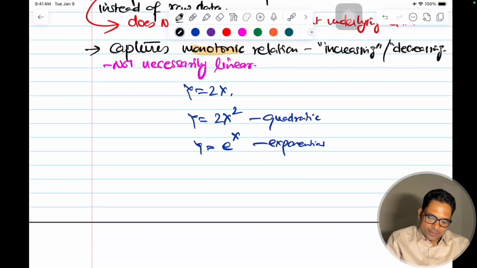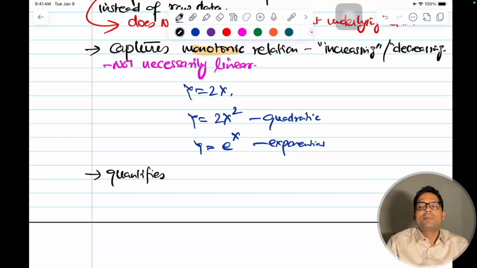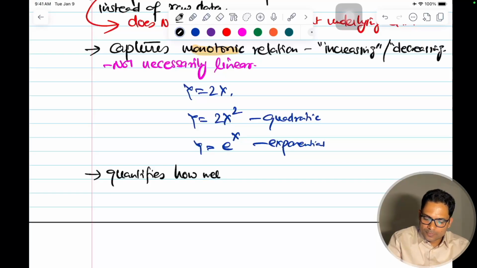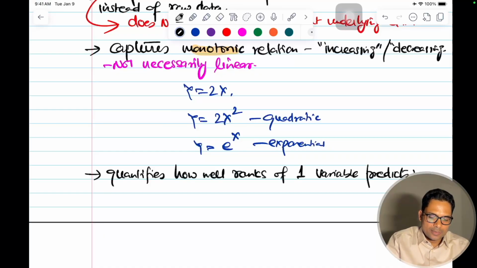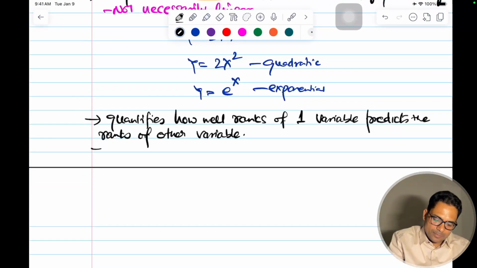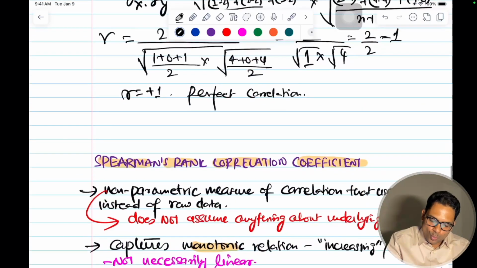And it quantifies, in terms of ranks, how well the ranks of one variable predict the ranks of the other variable, instead of the exact raw data. The range again is the same, and it is denoted by the symbol rho. I'll just write it. This is rho.